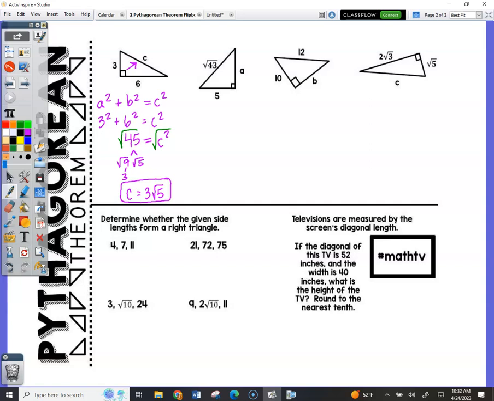All right, let's do the next one. Draw an arrow from the right angle to the hypotenuse. Plug everything into the Pythagorean Theorem. This is an A right here, so that's your variable. So we have A squared plus 5 squared equals square root 43 squared.